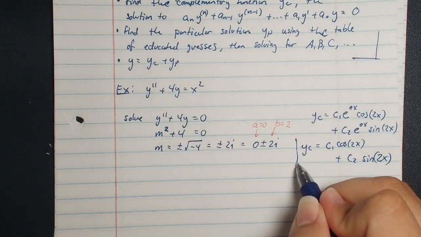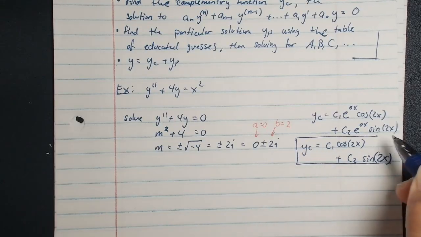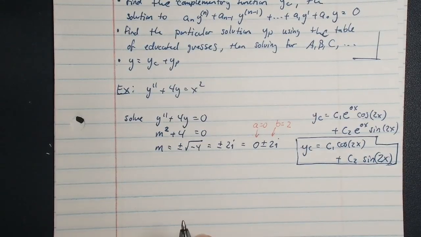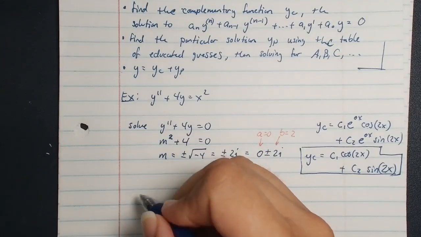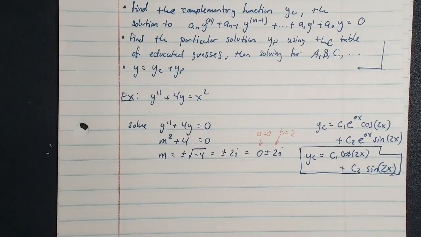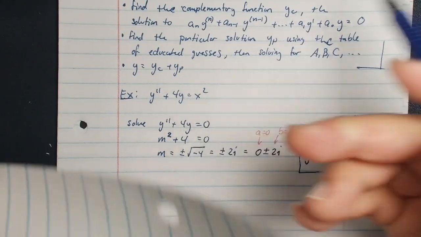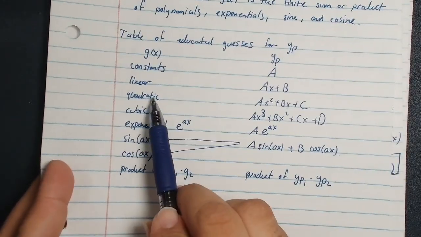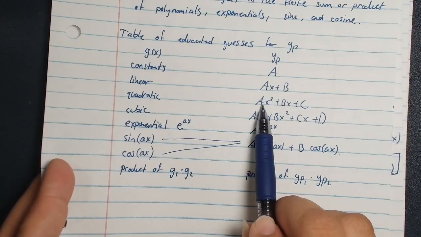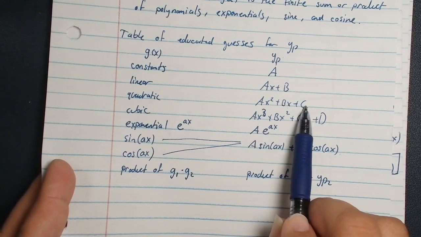All right, so there we go. That is the first part of our answer. That's the complementary function. Okay. Next, what we want to do is find our particular solution. So we're going to take a look at our table of guesses and say, well, this is x squared. That is a quadratic. So our educated guess is that our answer should look something like this.